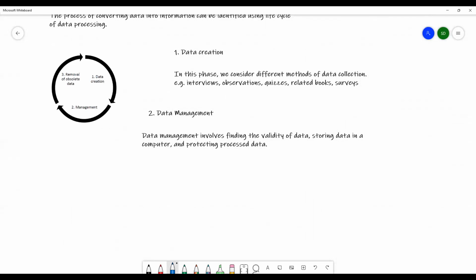Removal of obsolete data. For example, if we are typing something in the computer and if there is a power cut, how can we get that again? You can't get that again unless you save it.